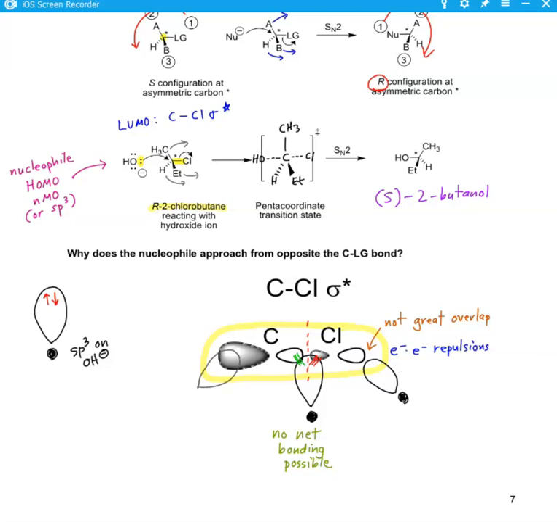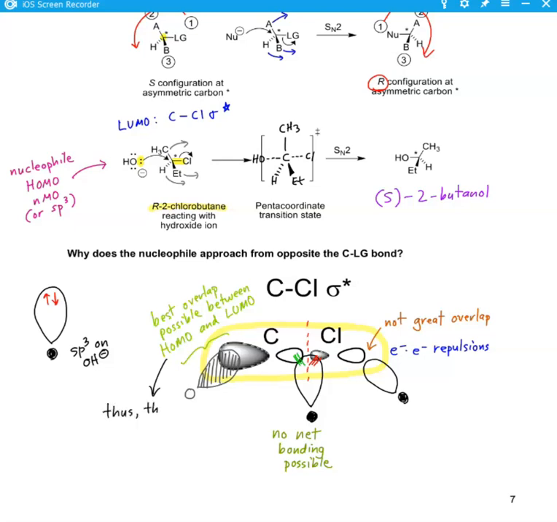So I'm going to draw another version of the sp3 orbital that just has the shading reversed. Oops, I didn't have the shading reversed. So that we can see that there's much more efficient overlap. So this is the best overlap possible between the HOMO and the LUMO. Because of that, this is the preferred trajectory of approach.